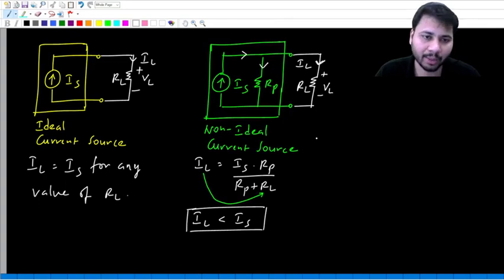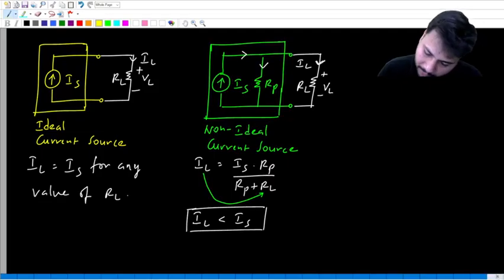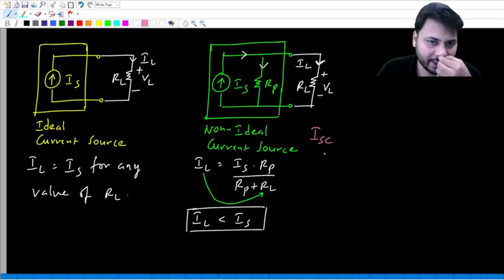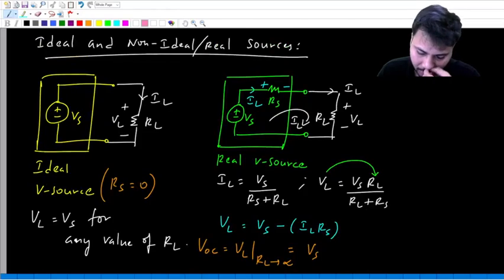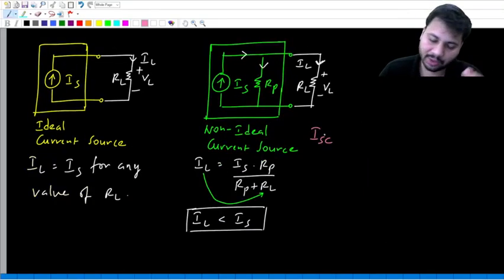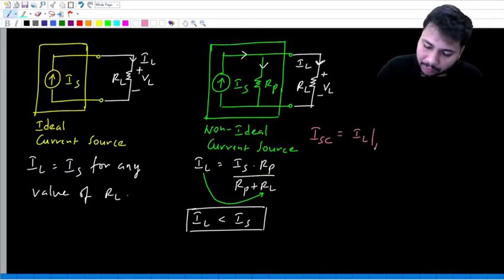So when will the entire source current flow through the load? Is it not when RL becomes a short circuit? Yes or no? So here we have something called ISC. Earlier we had VOC. So what is VOC? It is the load voltage when the load becomes an open circuit. This time ISC is the load current when the load becomes a short circuit.